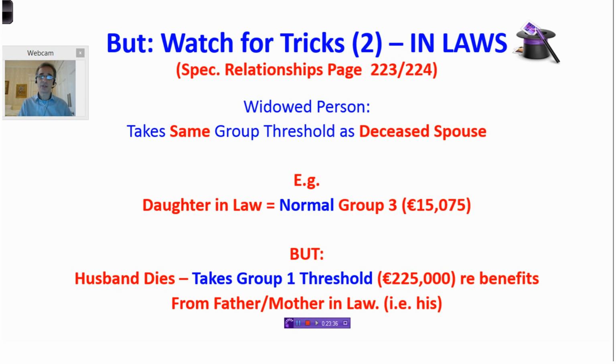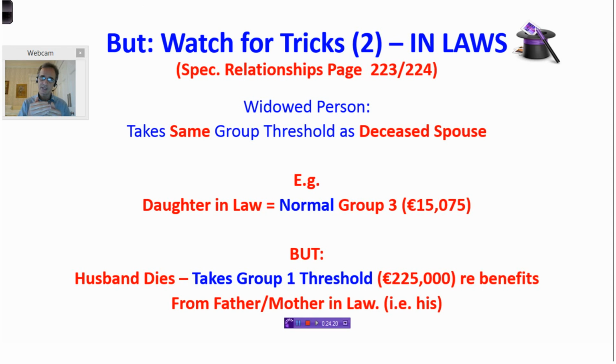But in this particular case, because of the unfortunate event of her spouse dying, we have a situation where the daughter-in-law, although the normal group threshold is the 15K, in effect, if her husband dies, will take on the group 1 threshold. In other words, she will take on his threshold for benefits from her father-in-law or indeed mother-in-law. So in essence, Revenue are giving the daughter-in-law a break, understandably, in view of the circumstances.